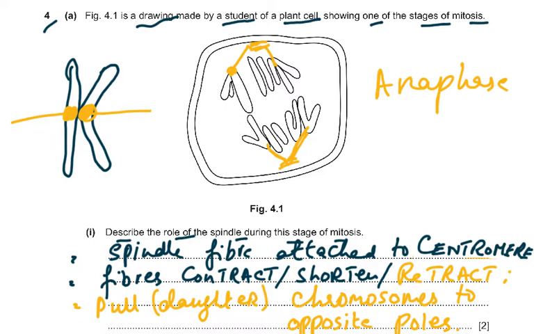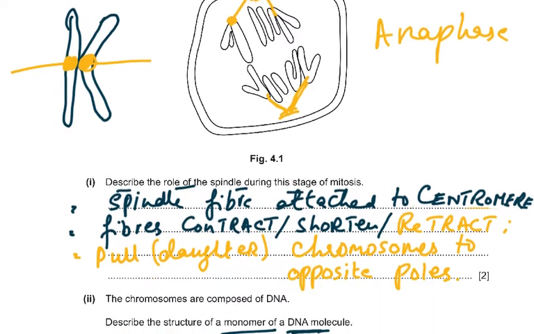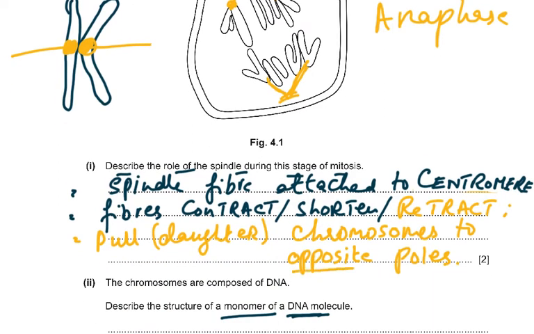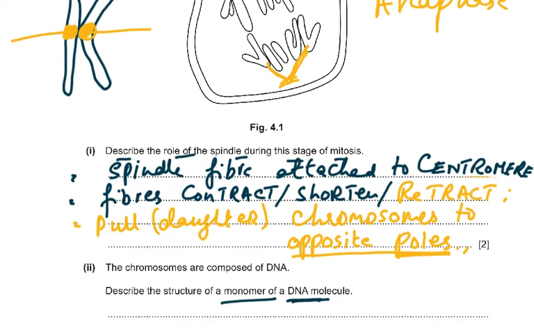And this will pull the daughter chromosomes. You see, it's either you say the sister chromatids or you say pull the daughter chromosomes to the opposite poles. That's the word that you don't say opposite ends. The word poles has to be used, and that's the correct biological English. Then we come on to the next part.